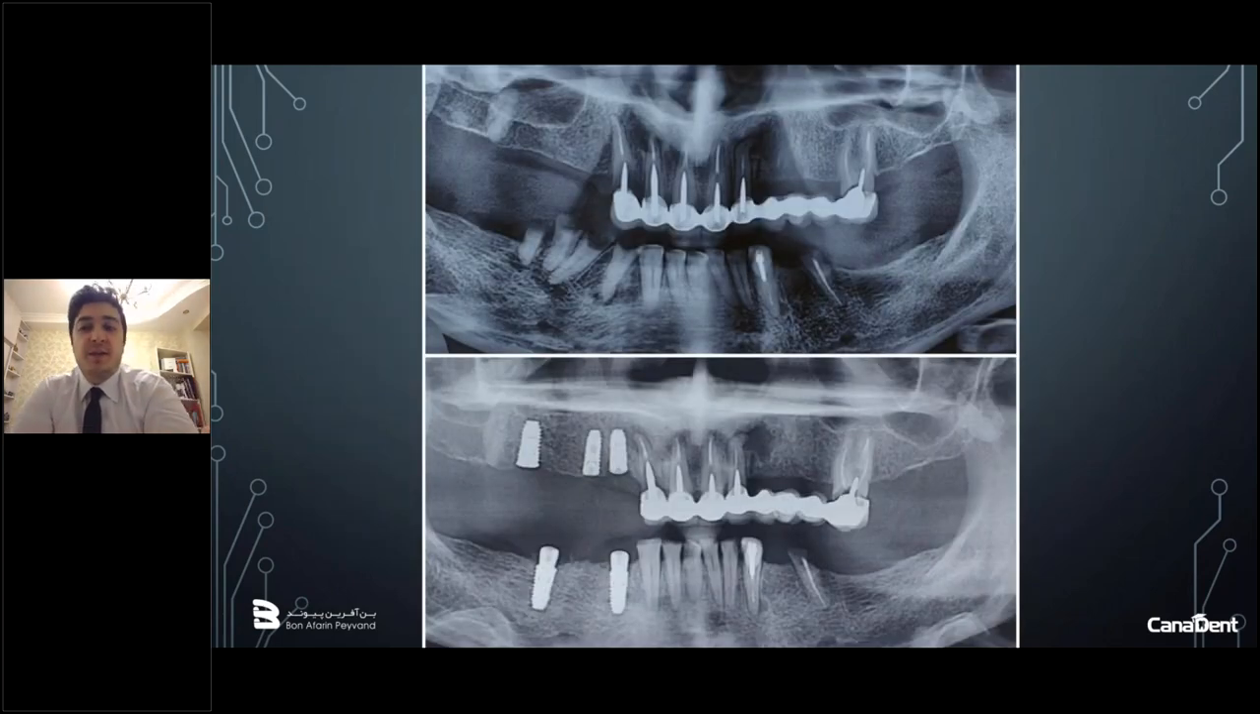If we extract the teeth and place the fixtures at the same time, the procedure is called immediate implantation or fresh socket implantation. As you can see in this patient, the right mandibular hopeless teeth were extracted and implants were placed right away, which if done properly will reduce the time, cost, and surgery appointments of the patient.